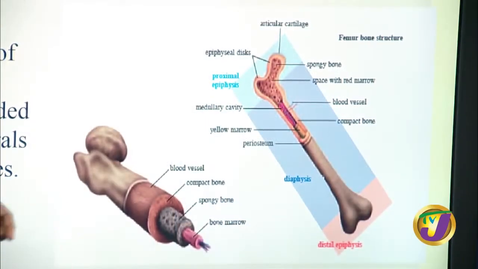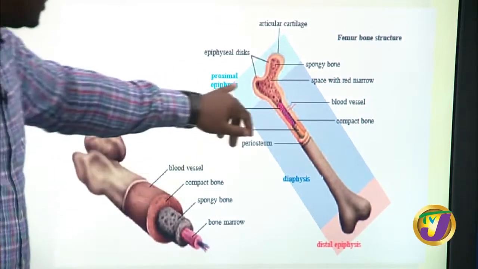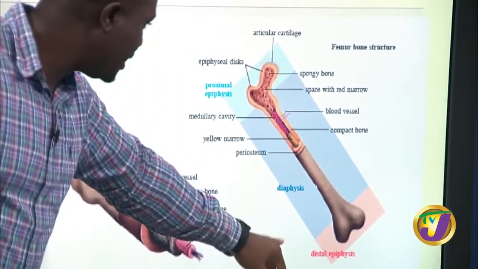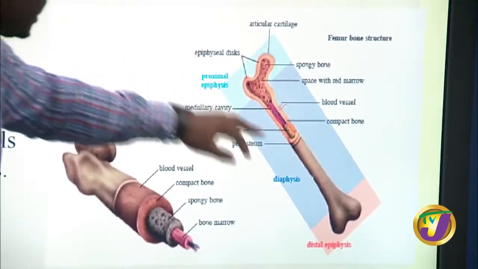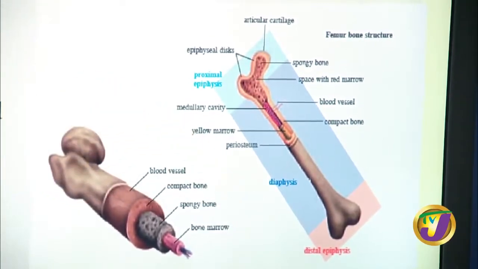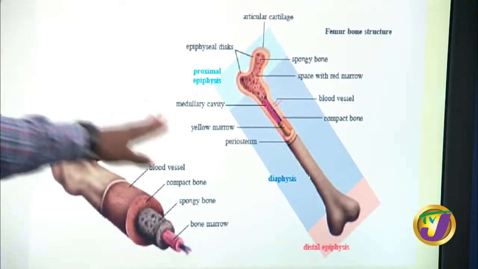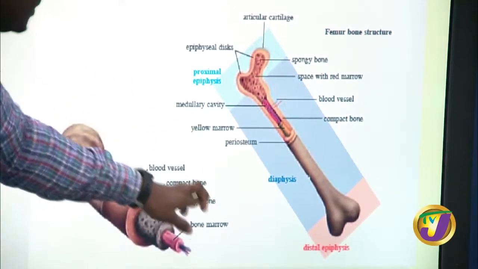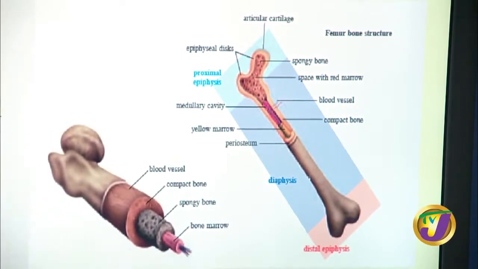So the bone is made up of the epiphysis, which is the top part and lower part. These are the growing parts of the bone. So at both ends of the bone, you have the epiphysis, that's the growing part of the bone. And then in the middle, you have the diaphysis, which consists of your compact bone, which is the hard part of the bone.